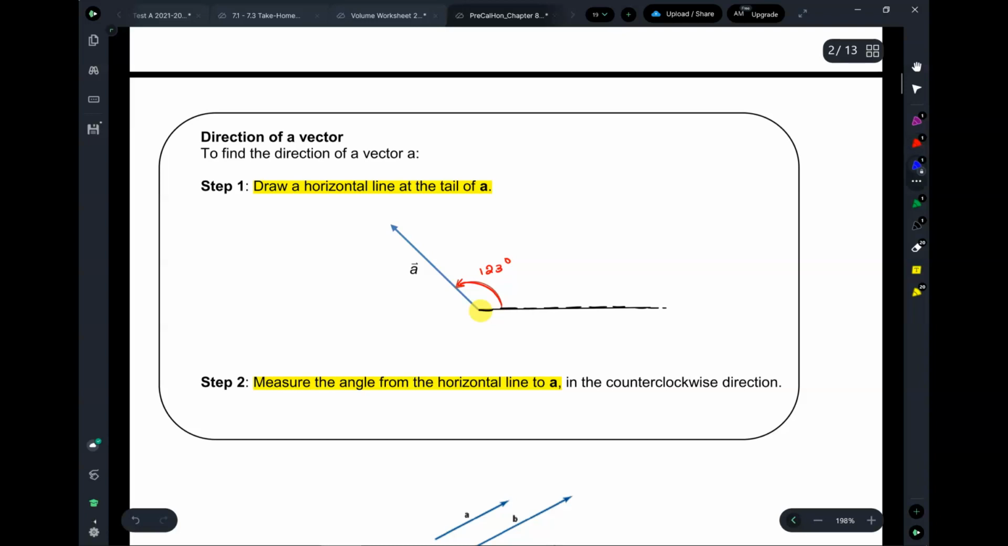So suppose the angle was pointing this way. Suppose this is vector B. How would you measure the angle there? Same thing. Find the tail, draw a horizontal line, and then we measure the angle from here in the counterclockwise direction to B. So it would be, let's say, 217 degrees. I don't know. Okay?